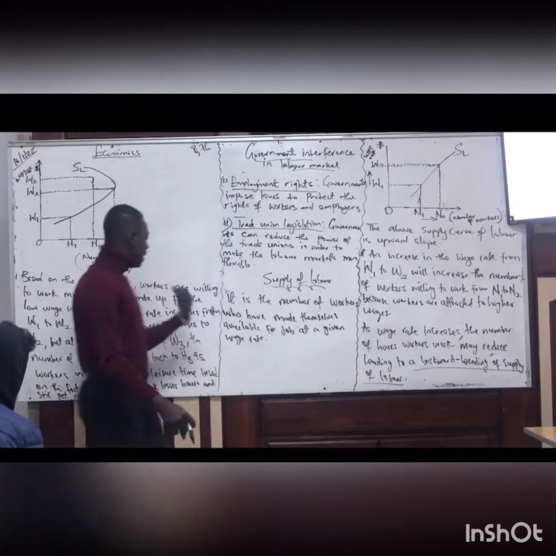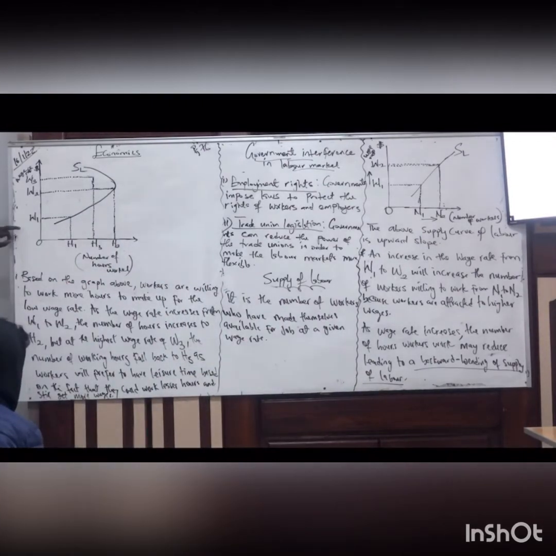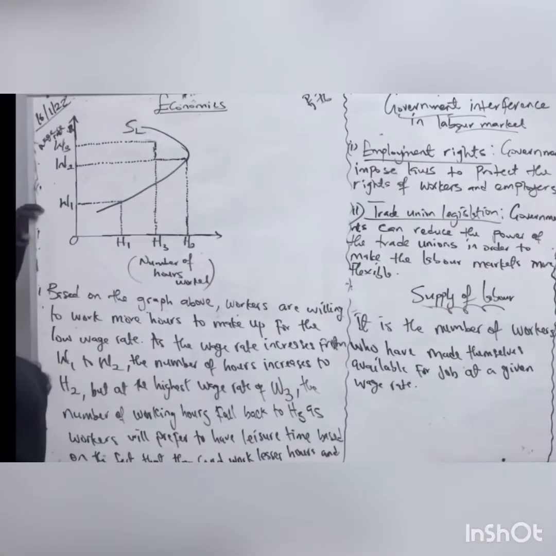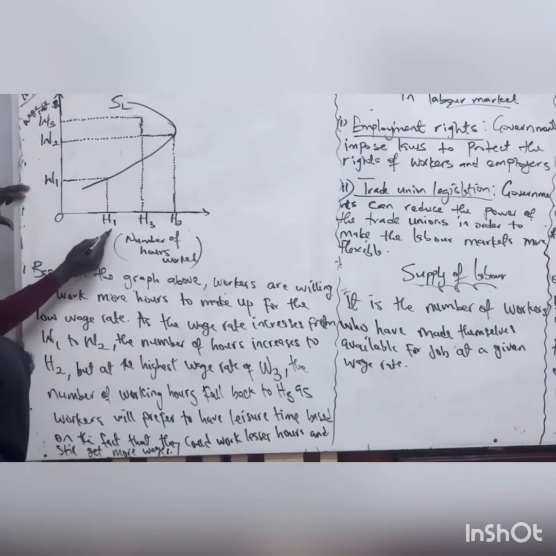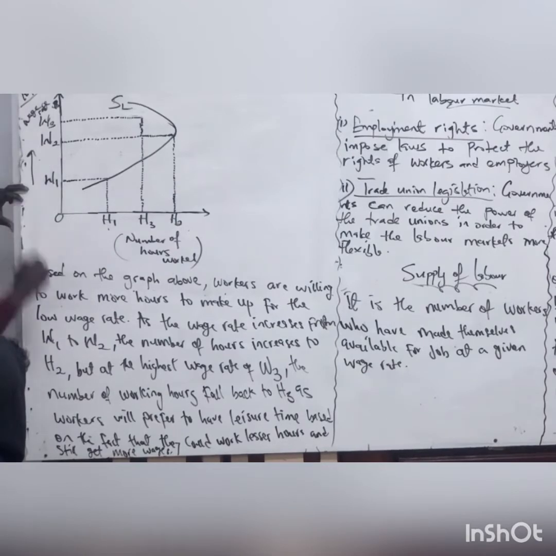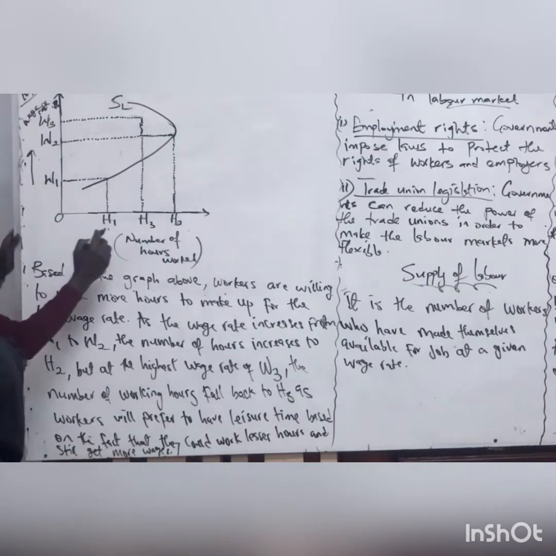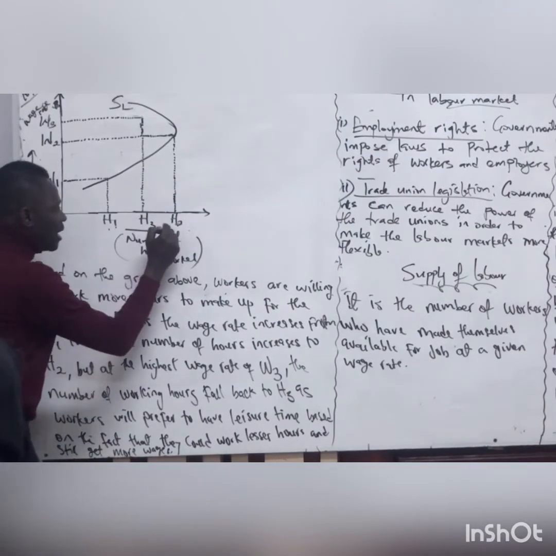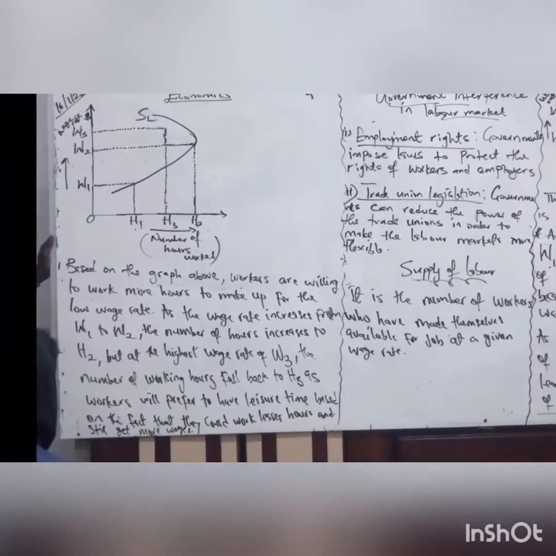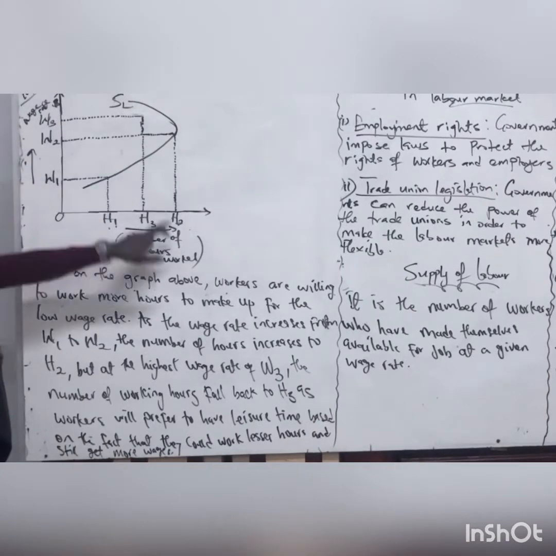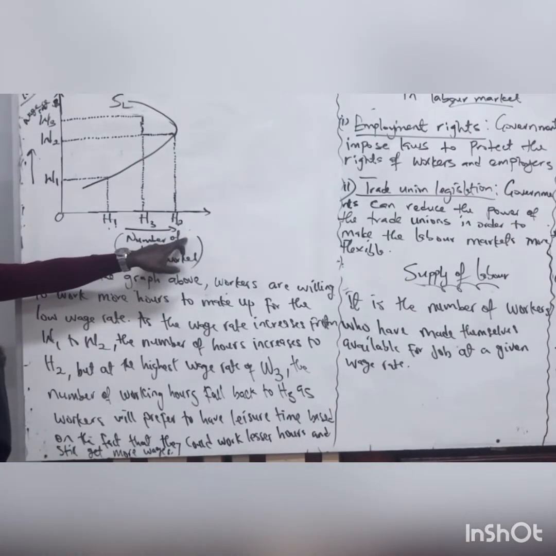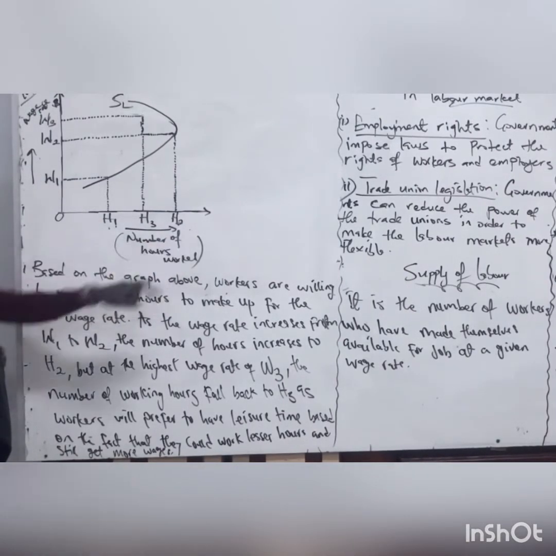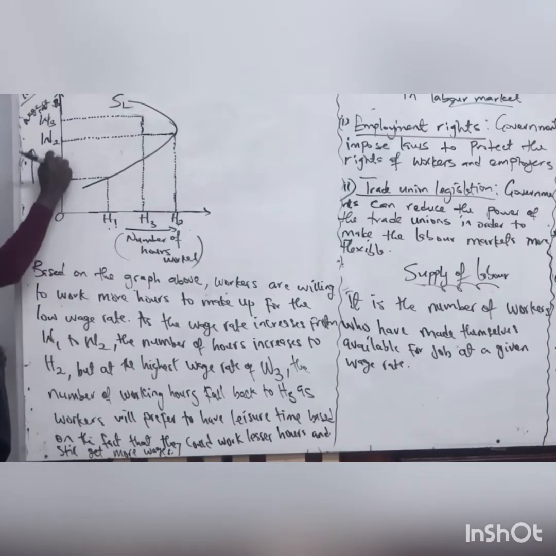At that point in time, it's what we call backward bending. So look at the graph here. At the wage rate of W1, the number of hours worked is H1. When it increases to W2, the number of work hours increases from H1 to what? H2. Do you understand? So that's at equilibrium. But look at the way the hours have expanded. It has increased so much, right?